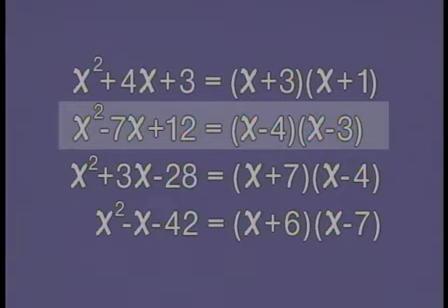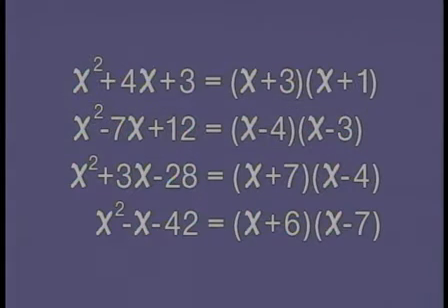The second line, x squared minus 7x plus 12. Again, the number at the end, plus 12, is positive, which means both my numerical terms must have the same sign. The number in the middle is negative, which means they both must be negative. I need two numbers that multiply to be 12 and add to be negative 7. Negative 4 and negative 3 work, so I get x minus 4 and x minus 3.